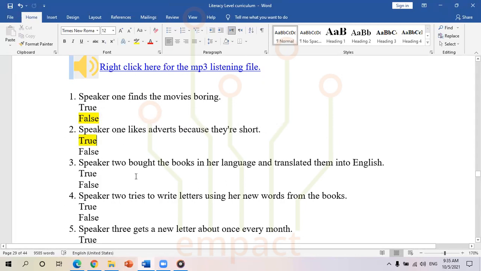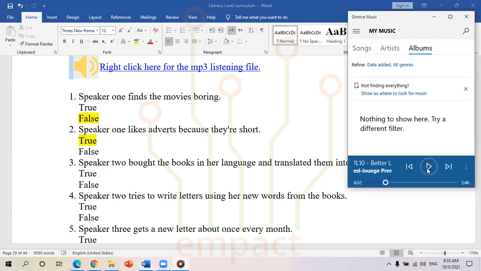Now listen to speaker 2. I love Harry Potter books. They are very interesting. In fact, I bought all of those books in English. They were very difficult for me, so I translated them into my language. It was a lot of work and my friends said I was crazy, but I enjoyed it. At the end of this, I had a huge vocabulary book full of new words and I look at those new words every day. I remember them and I try to use them when I'm speaking or writing in English.